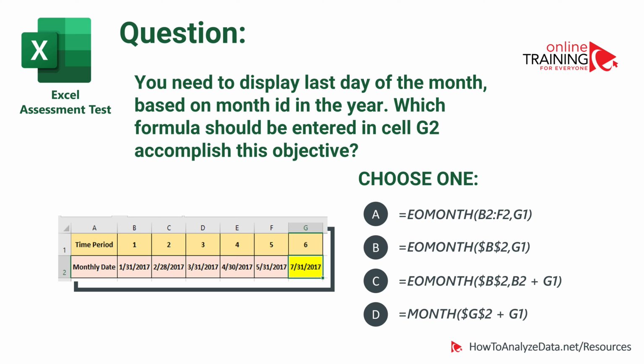And you have 4 choices. Choice A: EOMONTH, and the range B2 through F2, and then G1. Choice B: EDATE, and then $B$2, comma G1. Choice C: EDATE, and then $B$2, comma B2 plus G1. And choice D: MONTH, and then in parentheses $G$2 plus G1. Which one do you think is the right answer?